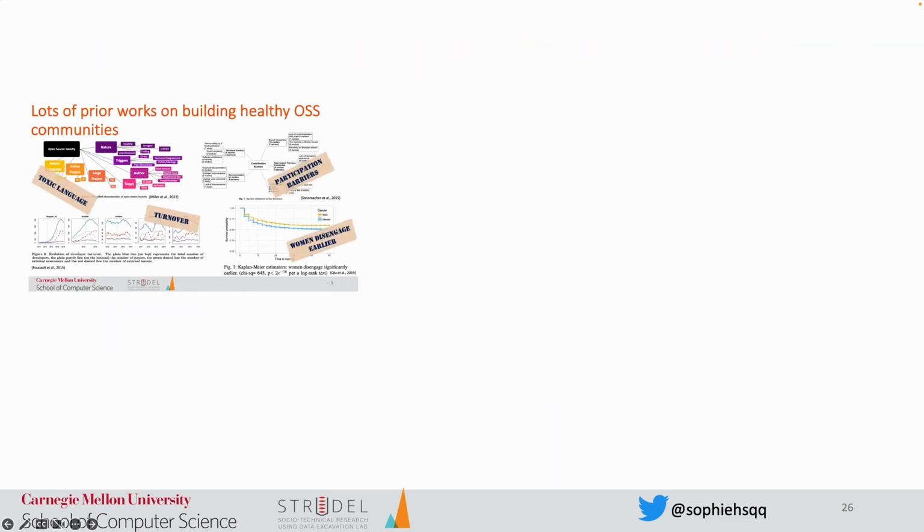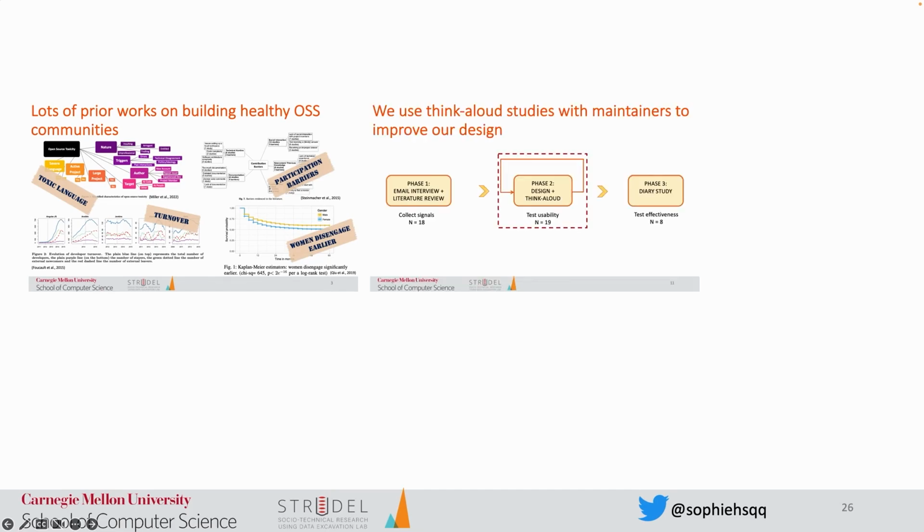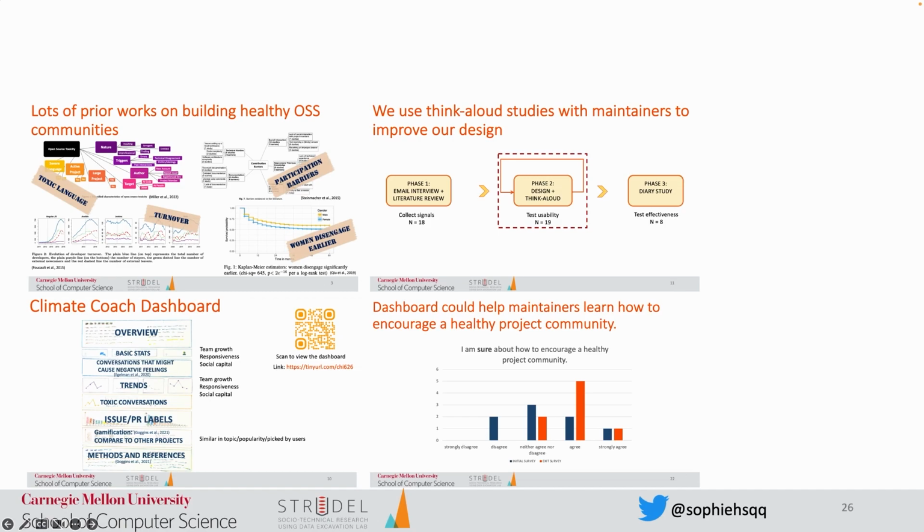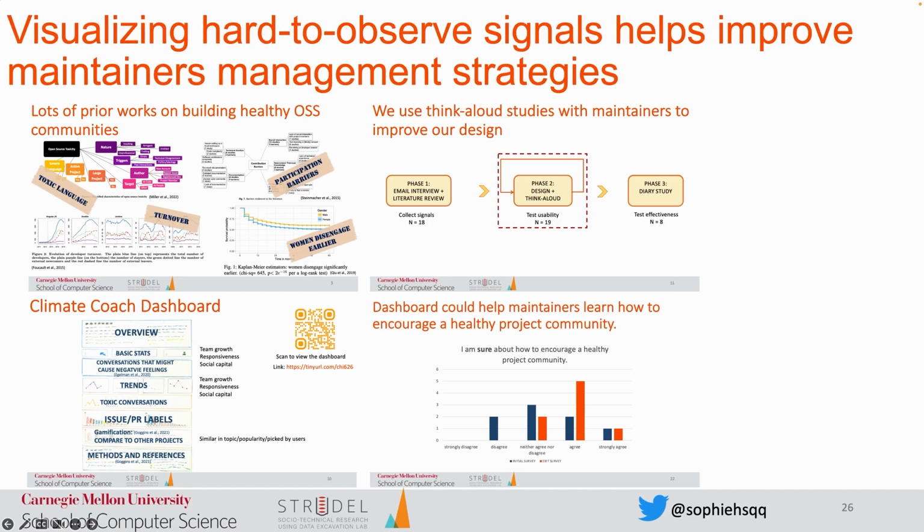To recap, we started from a rich literature on how to build an open source team and community. We then conducted a 3-phase study to design an intervention, the Climate Coach dashboard, to visualize many of the important signals identified by prior works. Our field study, a 2-week diary study, demonstrates that visualizing hard to observe signals helps improve maintainers' management strategies.